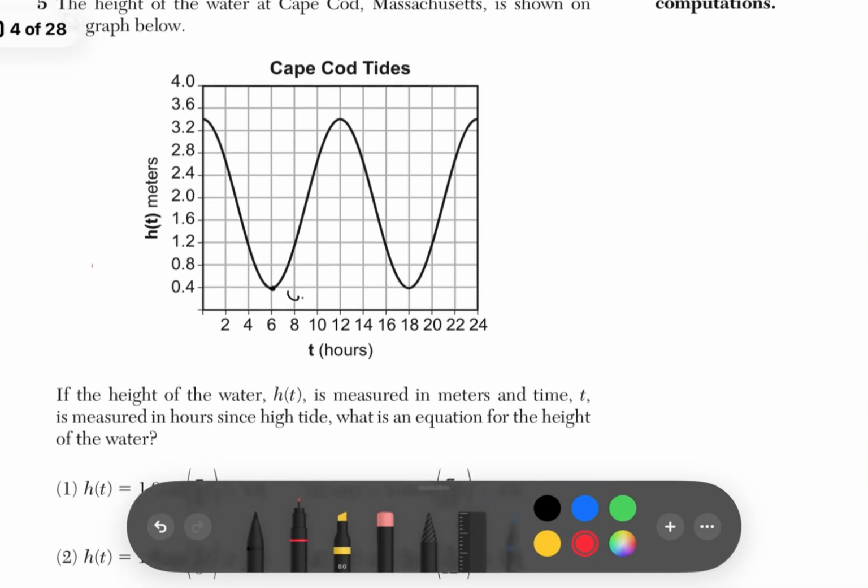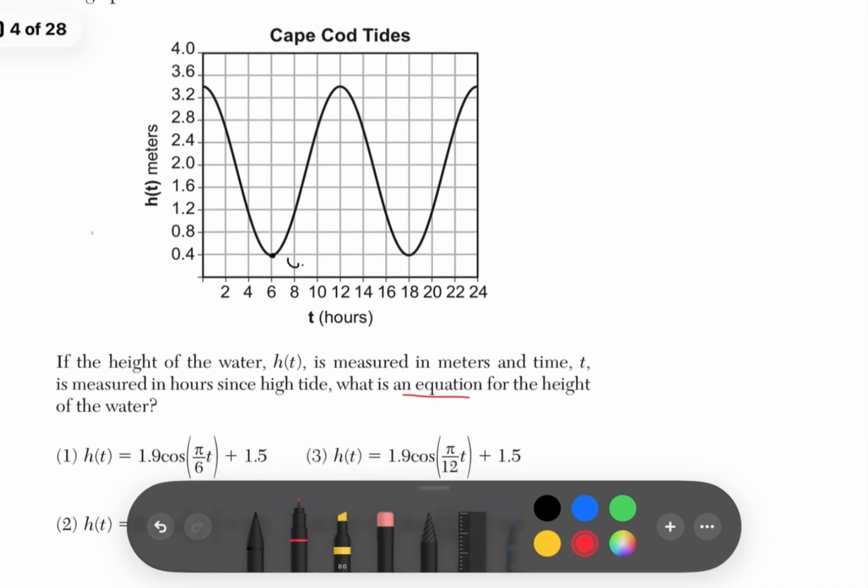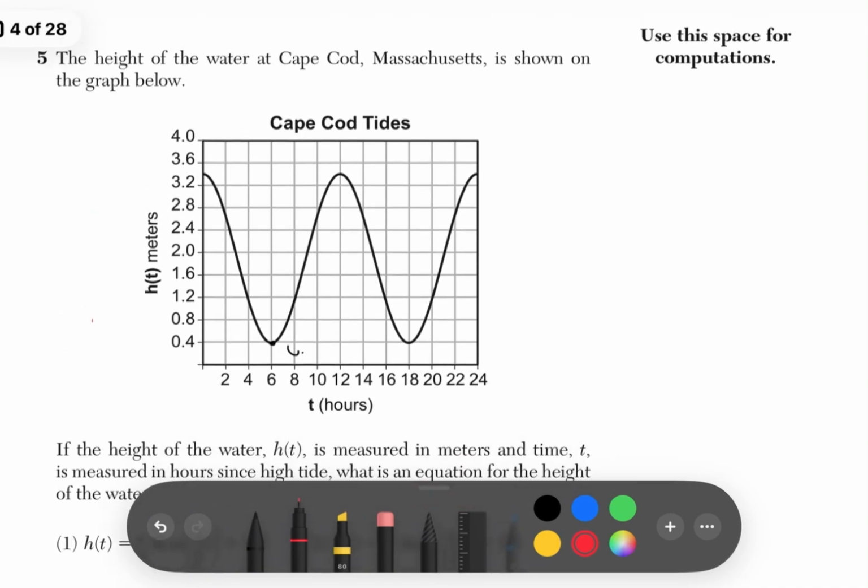Question 5. So here we have a cosine graph, and the question is saying if the height of the water is measured in meters and time is measured in hours in tide, what is an equation for the height of the water? So they're asking us to figure out what the equation is. Well, this is a cosine graph because we see that it's U-shaped, so we know that it's cosine, but we need to actually figure out things such as the amplitude, the frequency, and the midline.